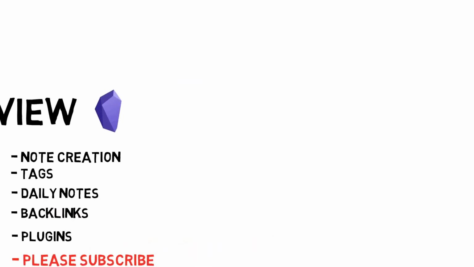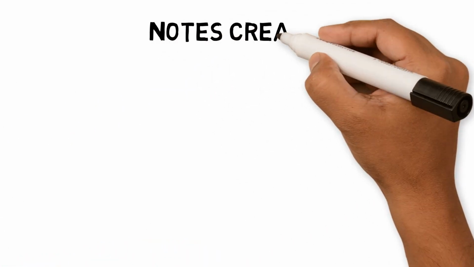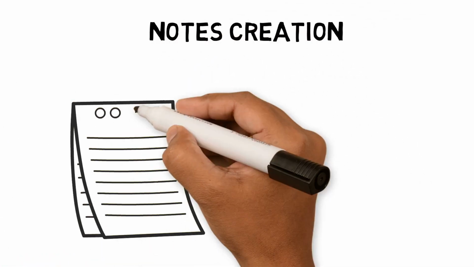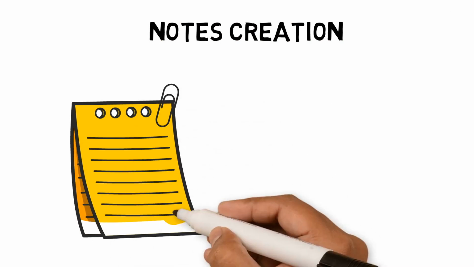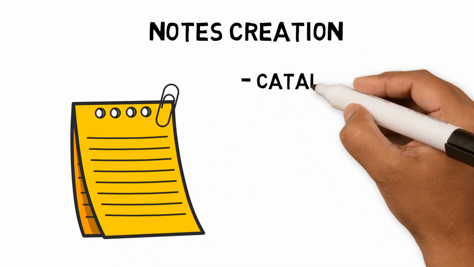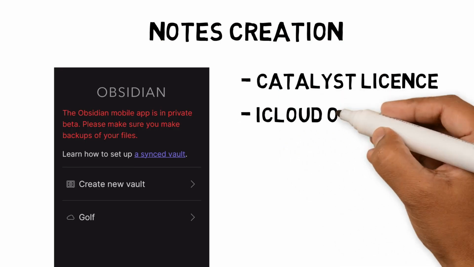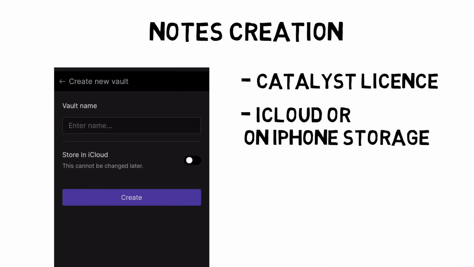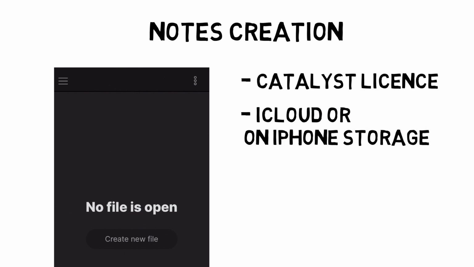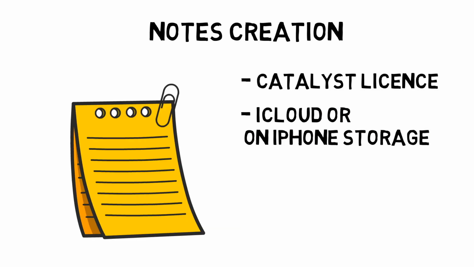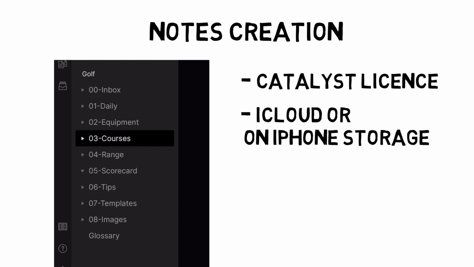To gain access to Obsidian Mobile, which is in private beta, I paid for a Catalyst license and got access via the Obsidian members Discord. Once installed, you need to create a vault. First, you need to decide where to save the vault. If you choose Store in iCloud, it will create the Obsidian vault in your iCloud directory. Otherwise, Obsidian will store it on the iPhone. I chose iCloud so that I could open my notes in my Obsidian desktop app on the MacBook.